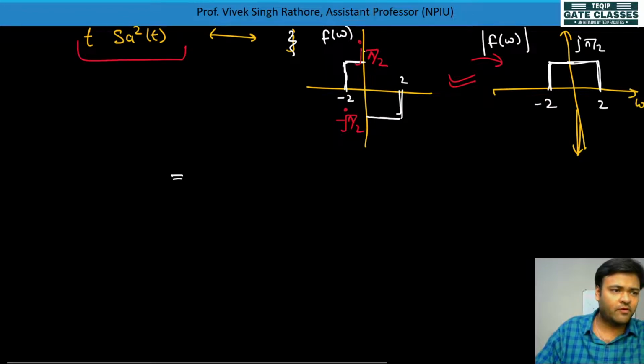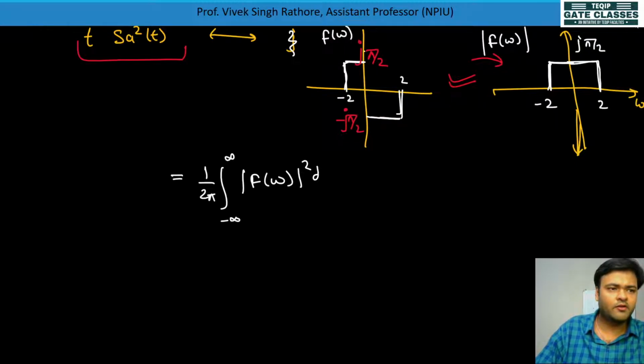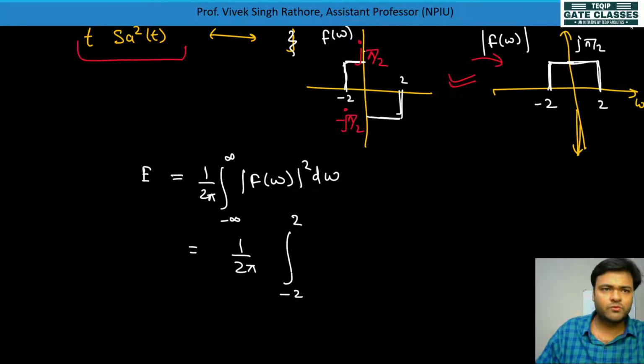See, I'll write the formula again: 1 by 2 pi, minus infinity to infinity, mod of f of omega square d omega. This is the formula for calculating energy. So 1 by 2 pi will be there, and we need to go from minus infinity to infinity. So we can go from minus 2 to 2, and mod of f omega is nothing but j pi by 2. We need to square it.